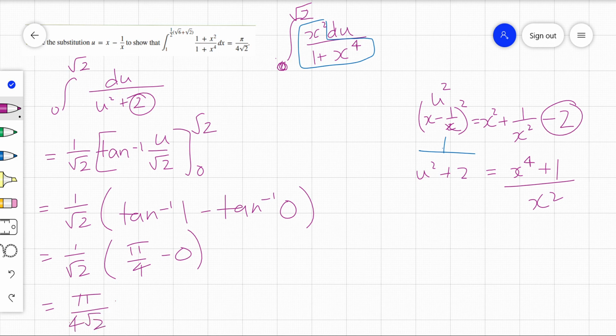If you want to, you could leave it like that, but if you want to rationalize it, I'll just go over here. What are we going to get? We're going to get root 2 pi on 4 times 2, which is 8. And that would be your answer.